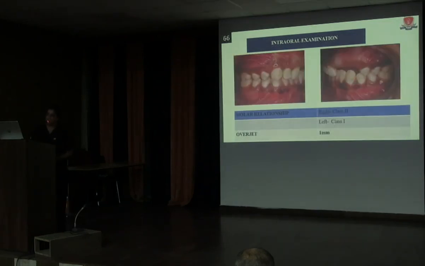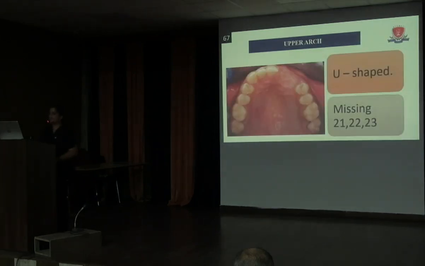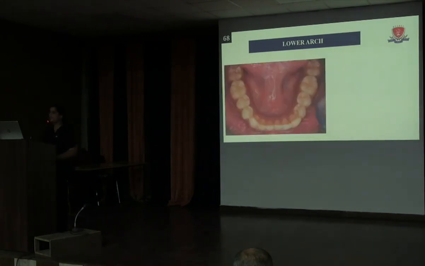In the intraoral examination, the molar relationship is class 2 on the right side, and on the left side it's class 1. The overjet is 1 mm. The upper arch is U-shaped and missing 2-1, 2-2 and 2-3 can be appreciated. The lower arch is U-shaped and symmetrical.